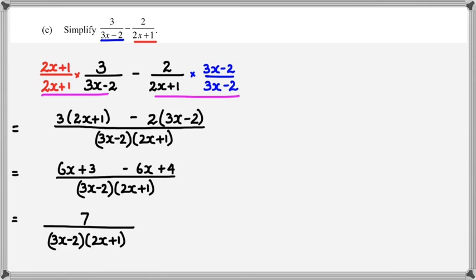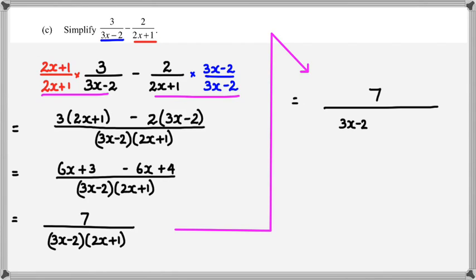Now folks, as I said before, I'm not sure what the answer schedule is expecting, whether they want the answer left here or further simplified. If you are going to do this further, this is what you'll end up doing. Because you've got 7 divided by 3x minus 2 and 2x plus 1, you just need to expand the denominator. Like I said, I'm not sure whether this is necessary, but I'm just going to do it anyway for interest's sake.